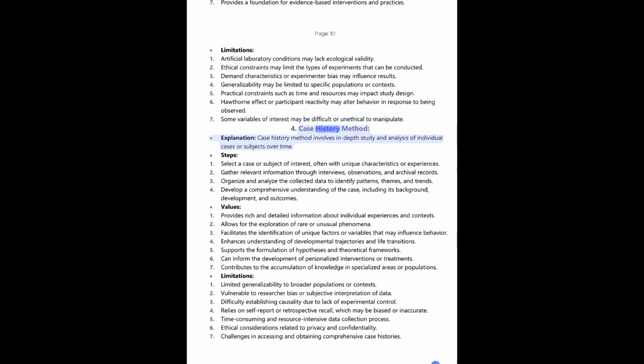4. Case history method. Explanation. Case history method involves in-depth study and analysis of individual cases or subjects over time. Steps. 1. Select a case or subject of interest, often with unique characteristics or experiences. 2. Gather relevant information through interviews, observations, and archival records.